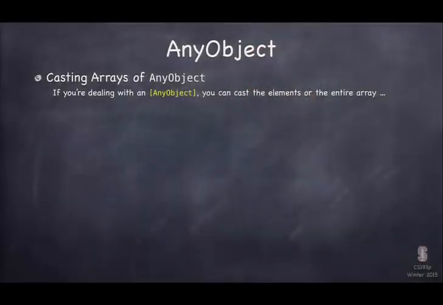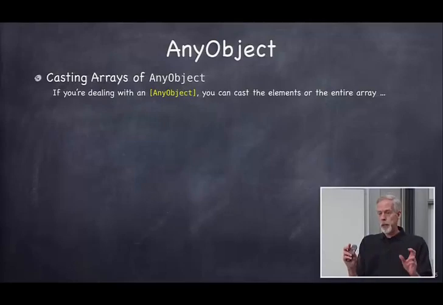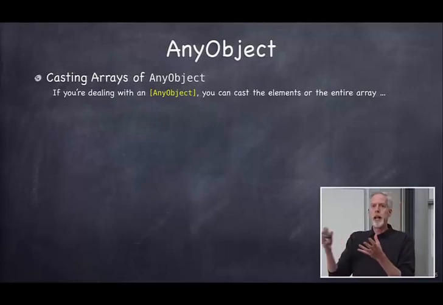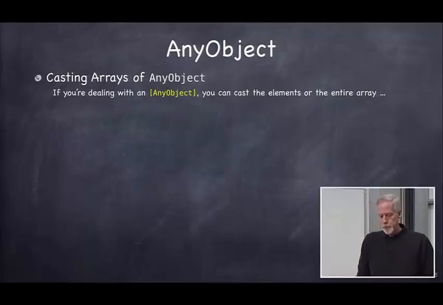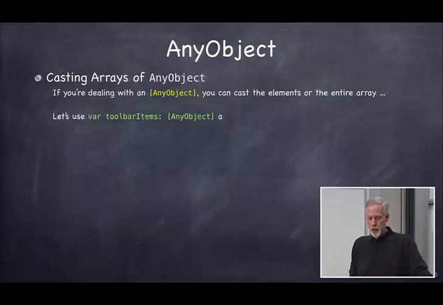Okay, let's talk about arrays of any object. Because sometimes you're going to get an array of any objects back, like that constraints one I was talking about, where it's going to be an array of constraints that are going to be any object, but I know they're going to be NS layout constraints, but they're going to be an array. So you can do some interesting things with casting there.